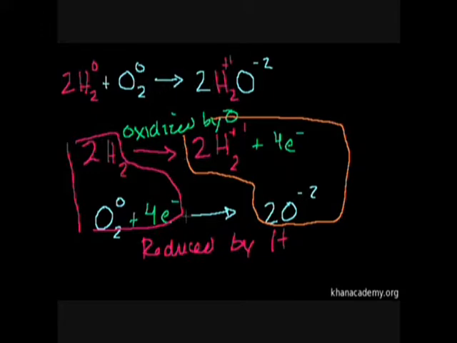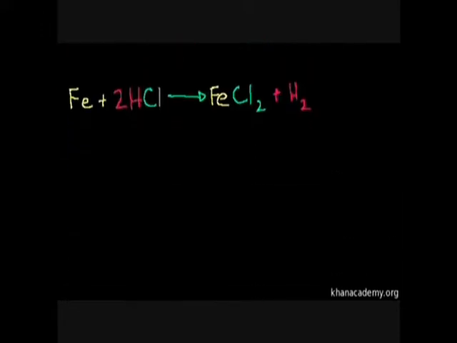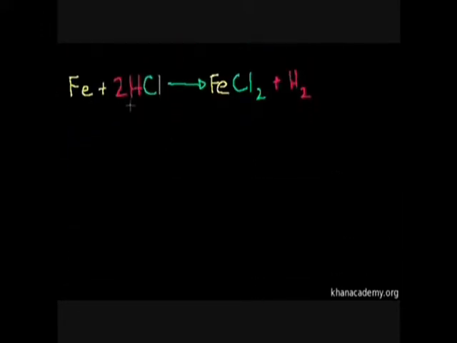And just to make sure our terminology is right, what's our oxidizing agent? It's the thing doing the oxidizing. It's the oxygen. What's our reducing agent? It's the hydrogen. Let's do one more. So here I have iron plus some hydrochloric acid. Let's say this is in an aqueous solution. And you end up with iron 2 chloride plus some hydrogen.